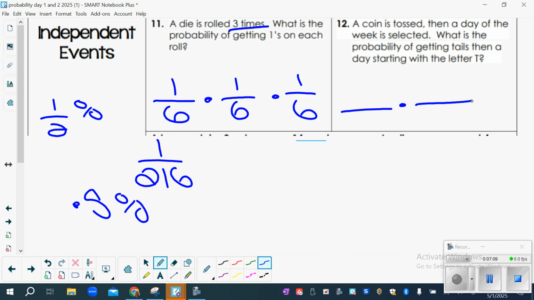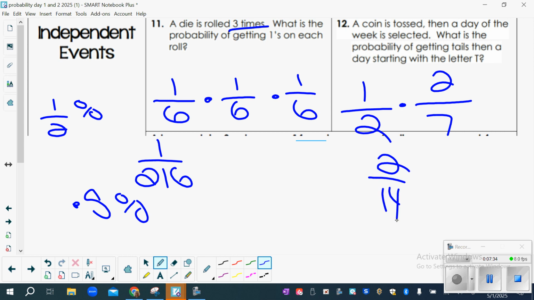Okay, so here we go. Coin is tossed. I only have heads or tails. Those are my only choices. I want tails, 1 out of 2. Now I'm going to do days of the week. Well, there's only 7. I had someone in my other class go 5, and I thought, you're an idiot, but you're pretty. Tuesday, Thursday. Those are the only 2. There you go. So here's what I'm going to get. I'm going to get 2 over 14, but you know me.